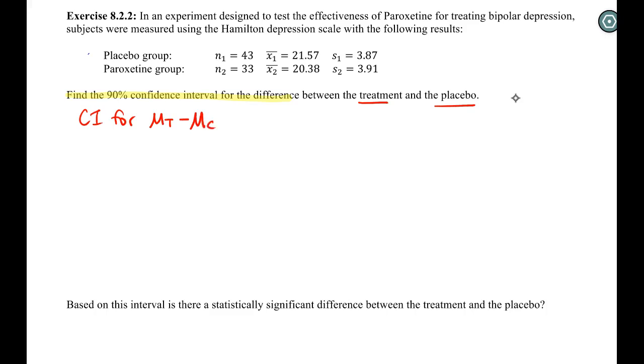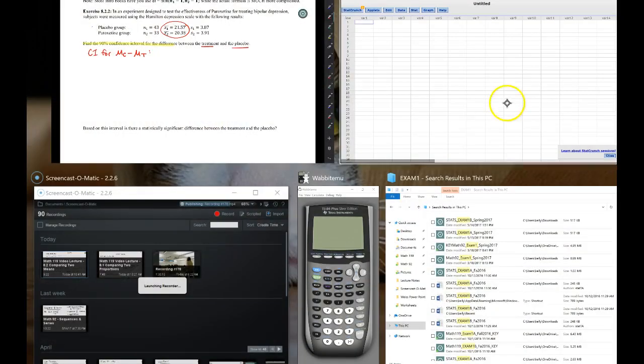For this one, I actually like the other ordering of it, so I'm going to set it up this way. The reason I'm doing this is exactly what Maya said in the 3rd class: it's nice if we can have this be positive as opposed to negative. So we can say they're going to be this much higher on the Hamilton depression scale without the drug. So I'm going to set it up in that direction, using the placebo as group 1. And we're going to just do this with technology.